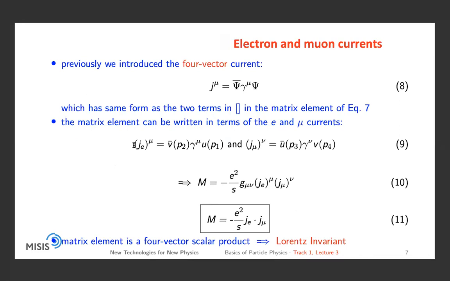So we have notation for the electron current, for the muon current like this, and we get the matrix element written like this. So when we remove these indices, we basically get the 4-vector scalar product of the two currents, the electron current and the muon current. Looking at this, we immediately understand that the matrix element should be Lorentz invariant in this form.